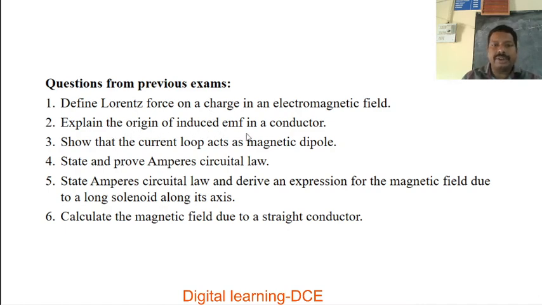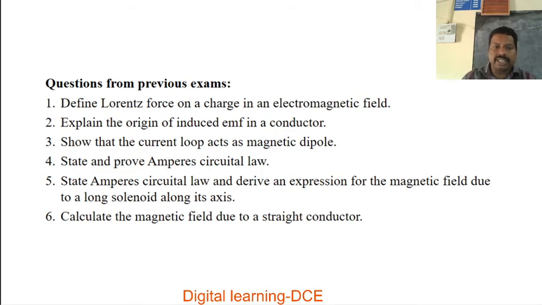Explain the origin of induced EMF in a conductor. Again a 2 marks question on this concept. Third question, show that the current loop acts as a magnetic dipole.